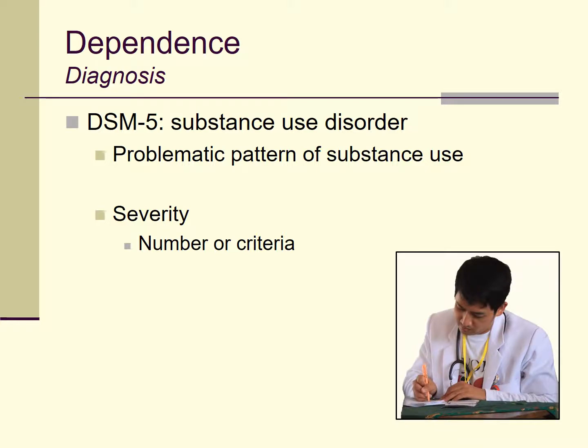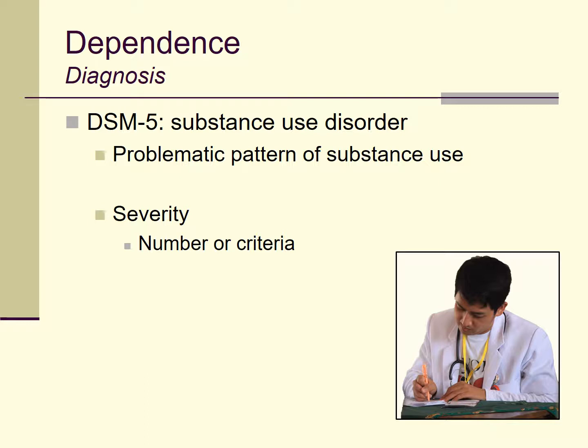So DSM-5 substance use disorder is basically characterized as a problematic pattern of substance use, that is, using a drug in ways that lead to a lot of negative outcomes. I've talked about this a little bit in the previous lecture. What's also interesting about DSM-5 is that the diagnostic system allows for a rating of severity based on the number of criteria of problems that are endorsed by the user.